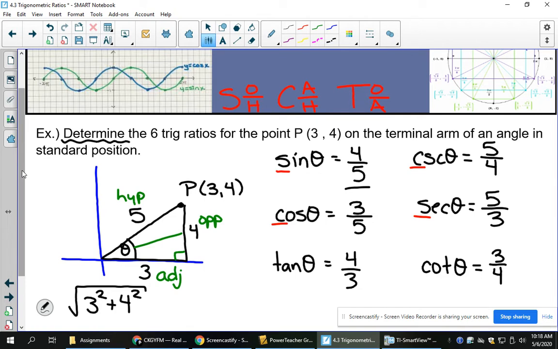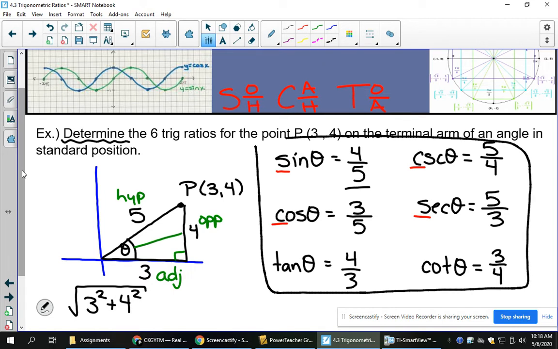Now, this whole section here, I'm going to put a box around it because this is actually my answer to this question. Determine the 6 trigonometric ratios for the point. There's 6 fractions that you need to write. And it's more than just the fractions that are important. I want you to count and make sure that when you're writing a trig ratio, you're writing 5 things.